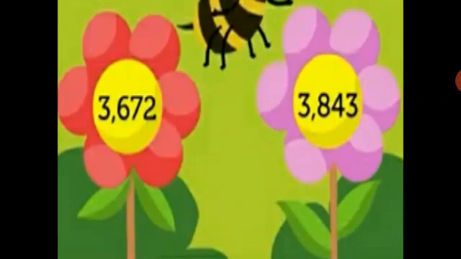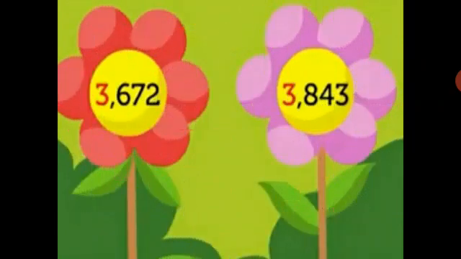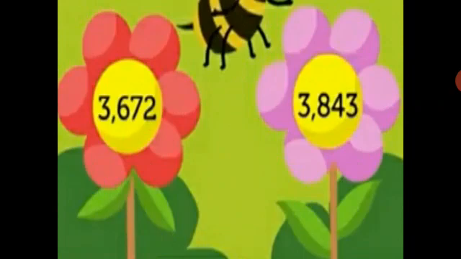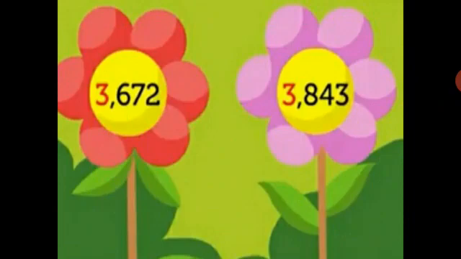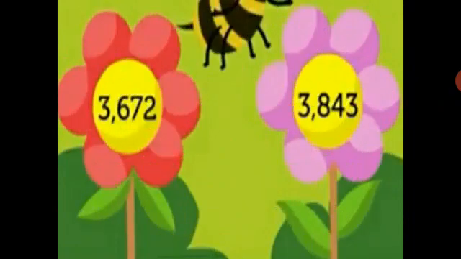In this comparing, we use some steps. The first step is to count the digits. 3672. How many digits are there? 4 digits. Very good. Here also there are 4 digits. 3843: 1, 2, 3, 4. So both the numbers have 4 digits. So this is the first step.